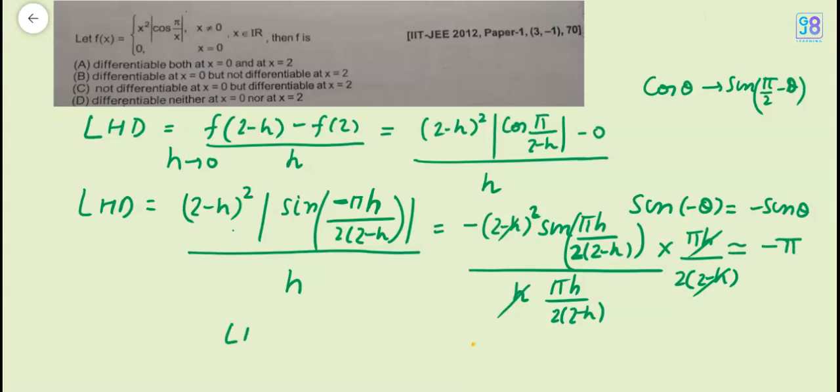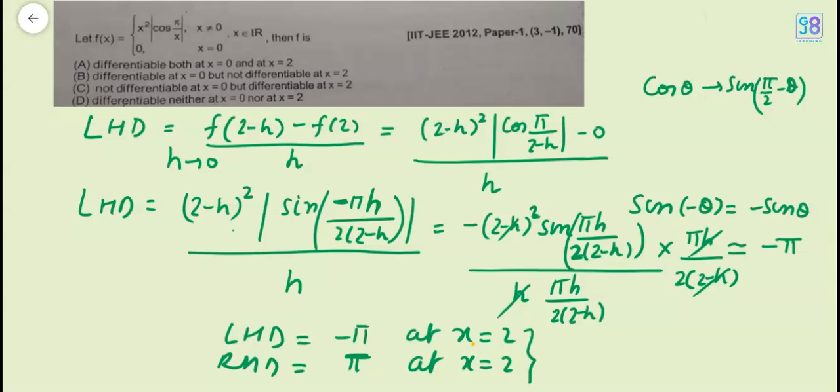So we have seen that the left hand derivative is minus pi at x equals 2, and the right hand derivative equals pi at x equals 2. So from here I can conclude that the left hand and right hand derivatives are unequal to each other, and therefore the function is not derivable at x equals 2. Hence we'll have option B as my right answer, which says that the function is differentiable at x equals 0 and not differentiable at x equals 2.